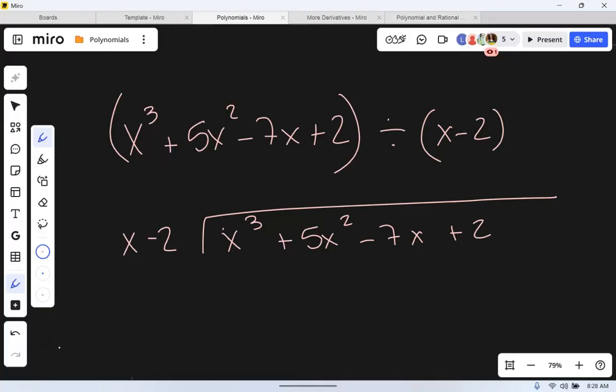I'm going to do the same step with the polynomial.